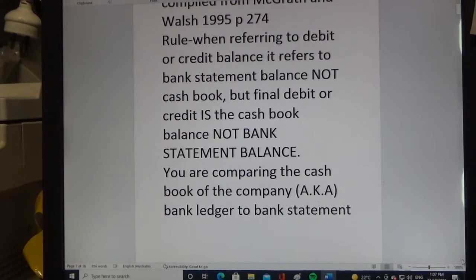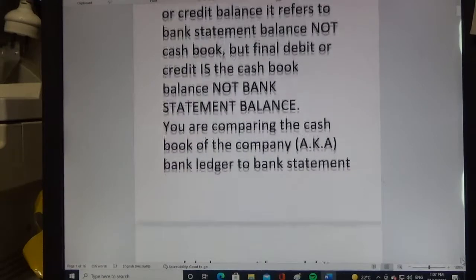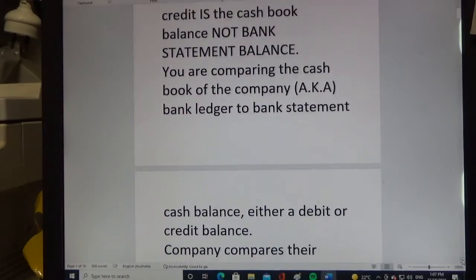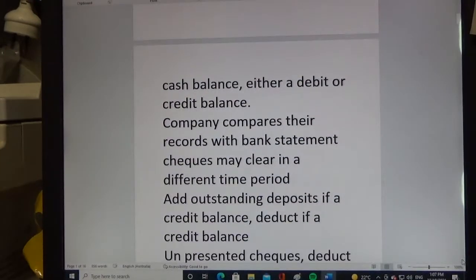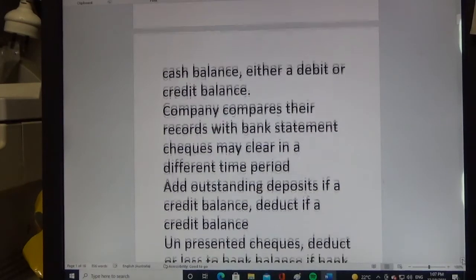So just get used to the opposite stance, but from our point of view, positive cash is a debit on the current assets and cash deficit is a credit. So you're comparing the bank statement to the cash book of the company, also known as the bank ledger, and you're finding whether the final closing balance is either a debit or a credit from the business point of view.